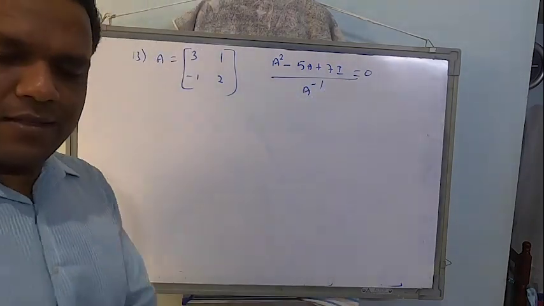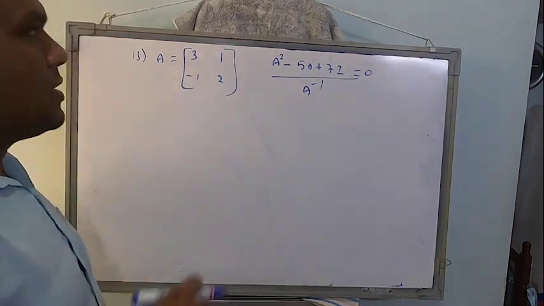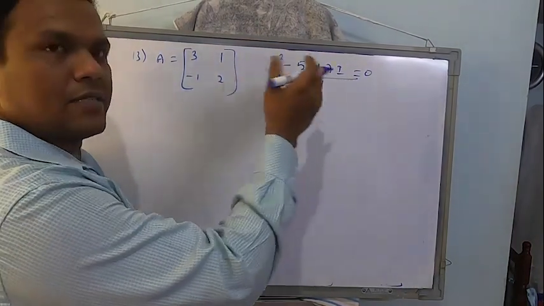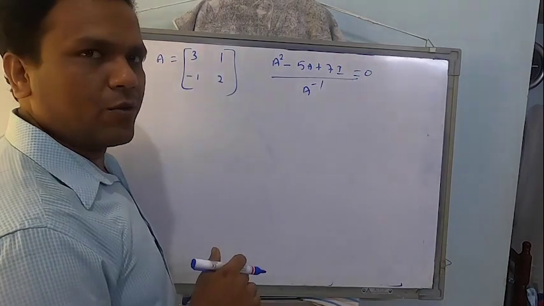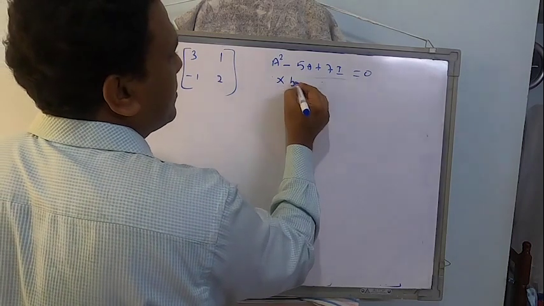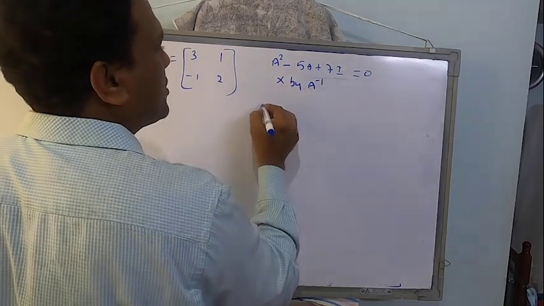I have done this in the worked example part, so this showing part I will leave it to you. You find out A square, then 5A, 7I, simplify, and you should get 0. But to find inverse, I will help you. Multiply this by A inverse. So what happens to this thing?